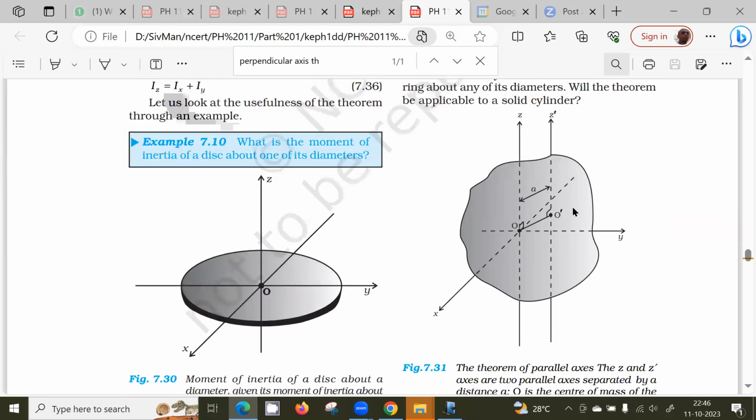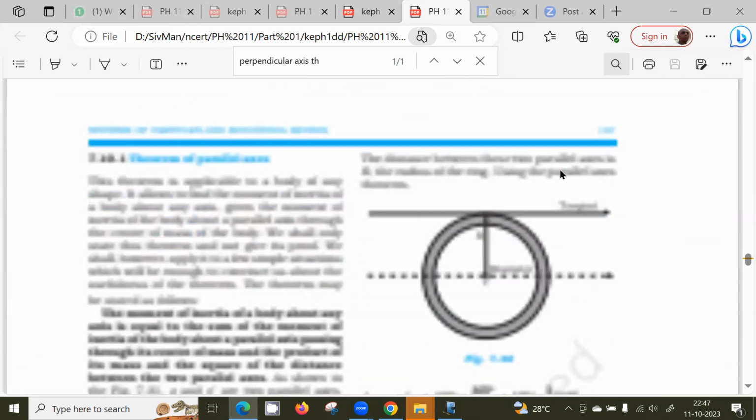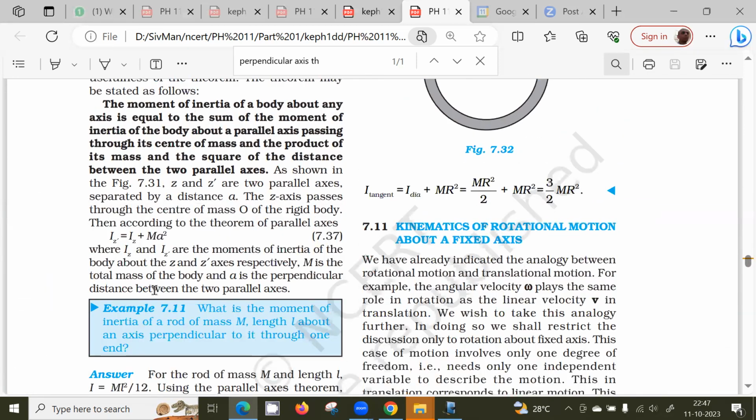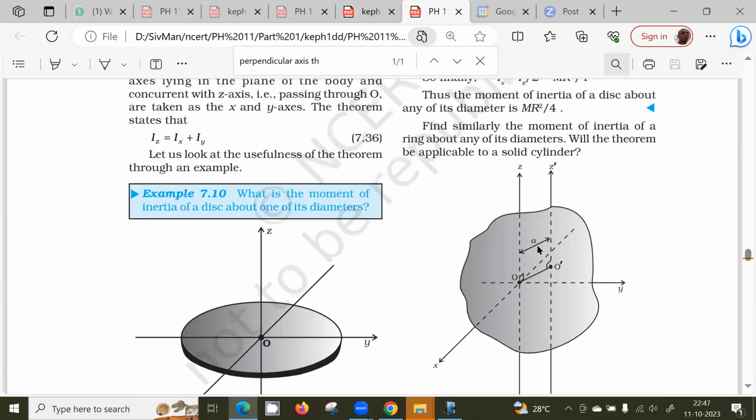The parallel axis theorem is for a 3D body. Suppose I want to find the moment of inertia of this object about this axis. I take a parallel axis passing through the center of mass. This O is the center of mass. If I know the moment of inertia of this body about the center of mass axis, I can get the moment of inertia about this parallel axis by this theorem: I about the parallel axis is I about the center of mass plus the mass times the distance between the two axes. This A is the distance between these two axes.